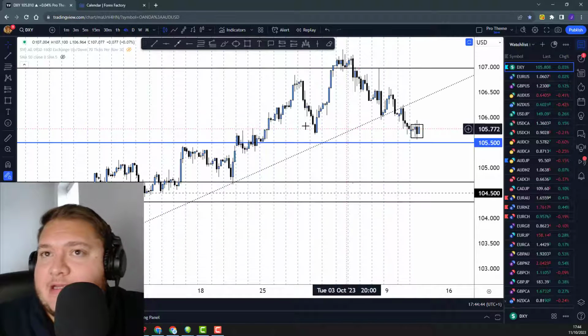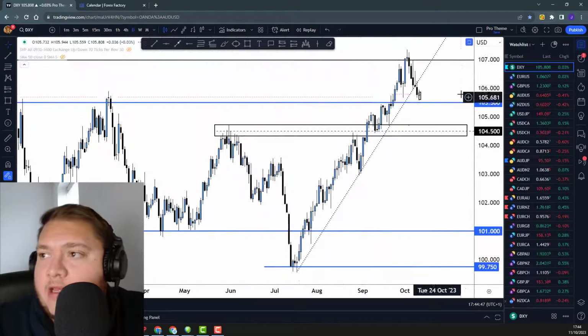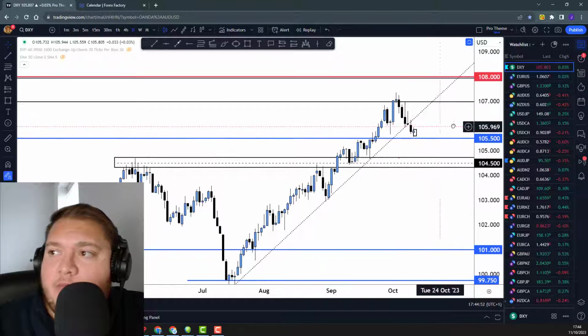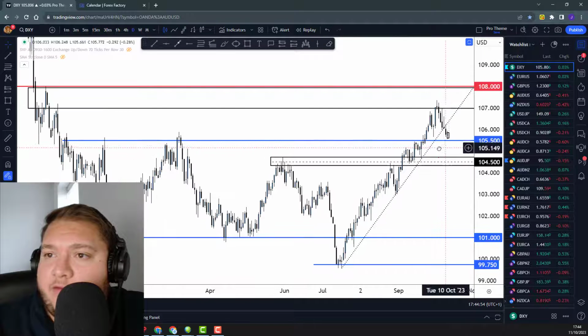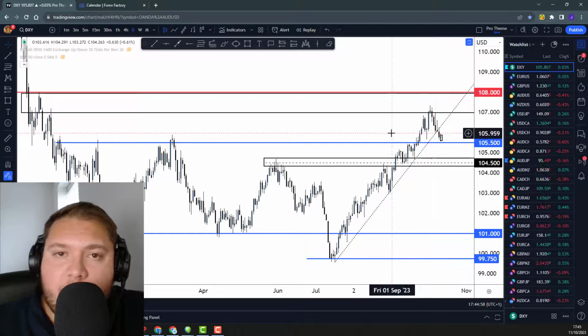Keep an eye on this dollar index as well. We are finding a little bit of support at the moment, but if we can hold above 105.50, I think that's still fairly bullish for the dollar. If we trade below 105.50, then we have to reassess what we are looking at for the dollar and its potential to move lower.